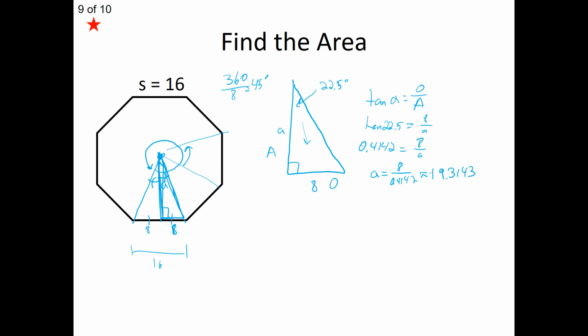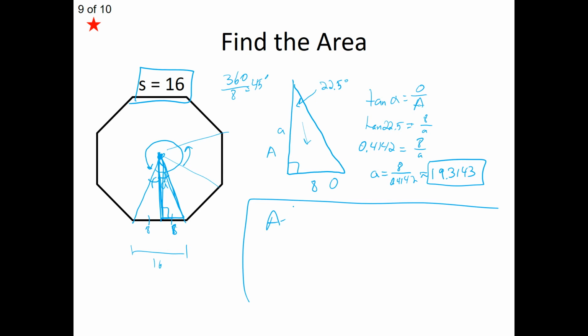19.3143. Now that we have the measure of our apothem and we were given the length of our side, we can find the area of this regular polygon. So the area is 1/2 the apothem times the perimeter, which is the side length times the number of sides. So we have 1/2 the side length, which is 16, the apothem, which we found to be 19.3143, times the number of sides we've got, which is 8. We multiply that all together, and we get roughly 1,236.1, and that is the area of our regular octagon there.